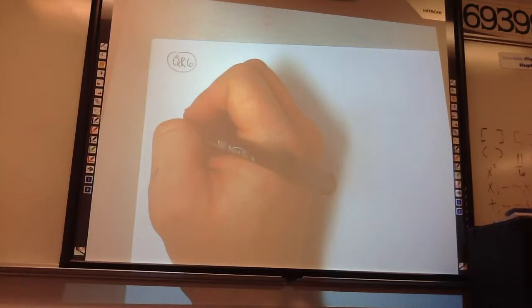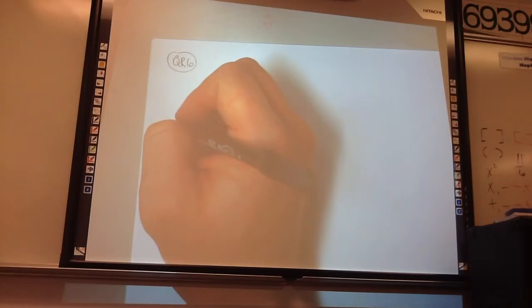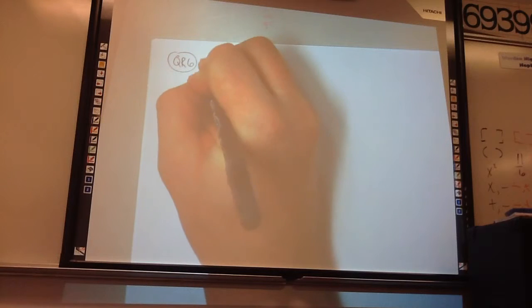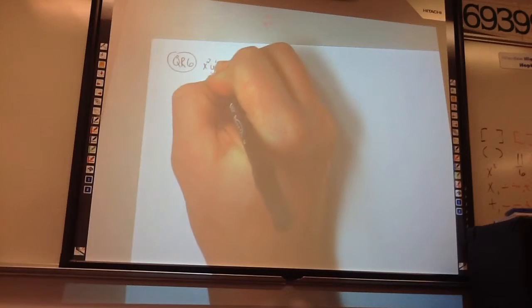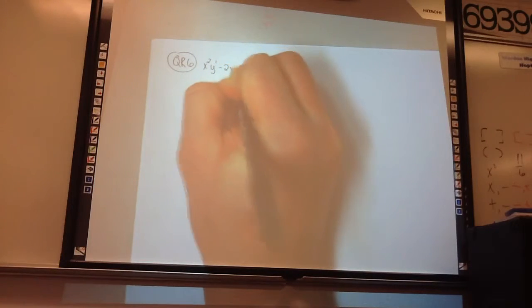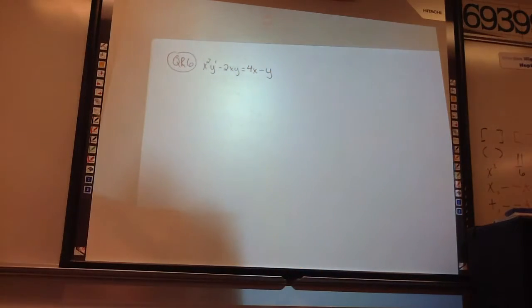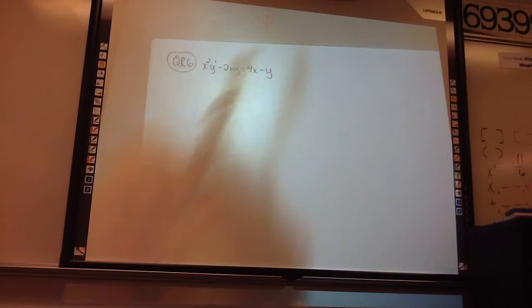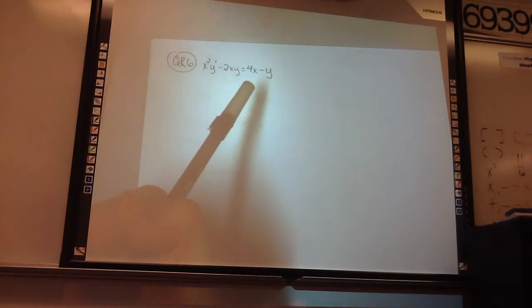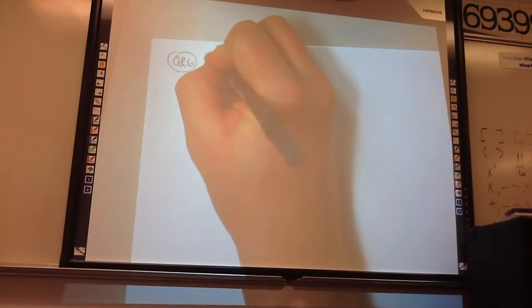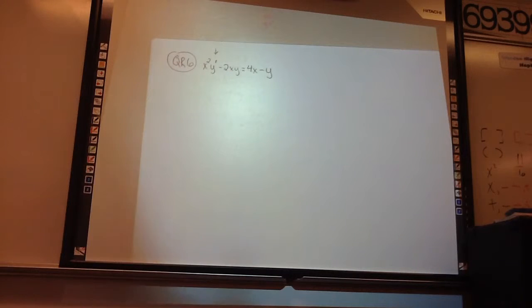Quick review 6. Solve for y prime in terms of y and x. Which means solve for y prime. x squared y prime minus 2xy equals 4. What is y prime? That's like dy/dx. So y prime is dy/dx. So it's like solving for dy/dx. So you're solving for this guy, meaning get it by itself, get all the other stuff over to the other side.